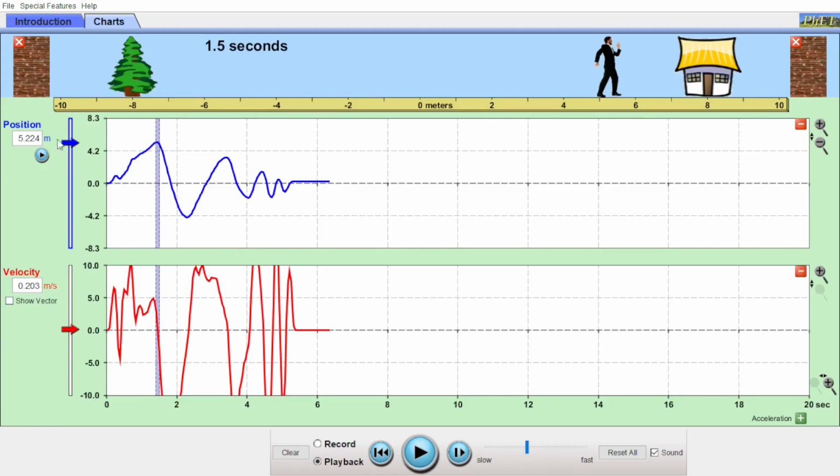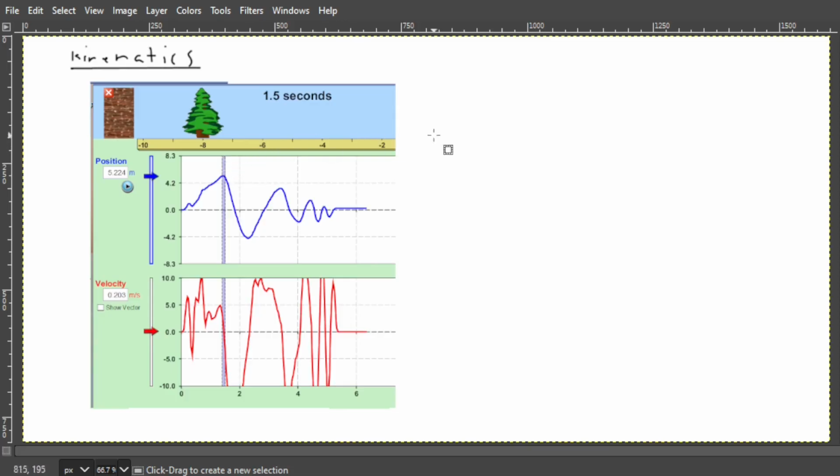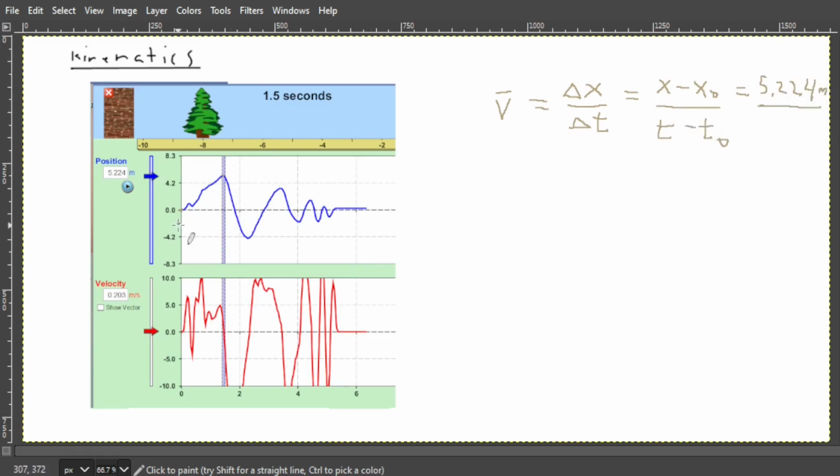What would his average velocity be going from 0 to time 1.5 seconds? So if we want to calculate the average velocity between 0 and 1.5 seconds, the average velocity, v average, is always delta x over delta t over the interval. So here we want to go from here to here. What's it going to be? We can see the final position, so let's just call it x minus x0 over t minus t0. The final position we can see is 5.224 meters. The final time is 1.5 seconds, and the initial time, well, we start the clock at 0 in this case, so the initial time is 0. So it's 1.5 minus 0, which is just 1.5. So v average is going to be 5.224 divided by 1.5. That's equal to 3.48 meters per second.